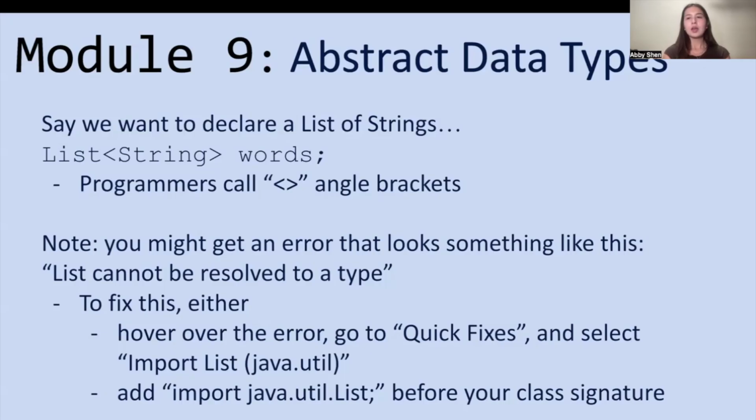Just as a note, as you're coding, you might get an error that says something like "list cannot be resolved to a type." That's just an import error with the list abstract data type. So, two quick ways to fix this. Either you can hover over the error, and when you go to quick fixes, there should be an option that says import list, and that'll write it for you. Or you can just write import java.util.List yourself at the beginning of your file, before your class signature.